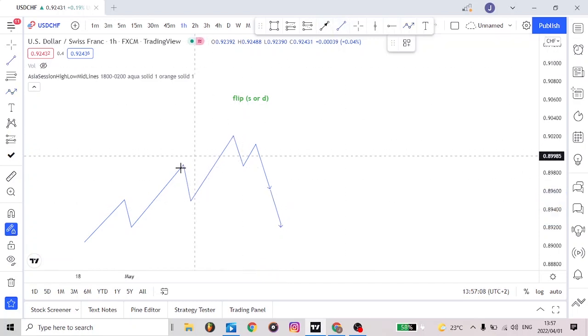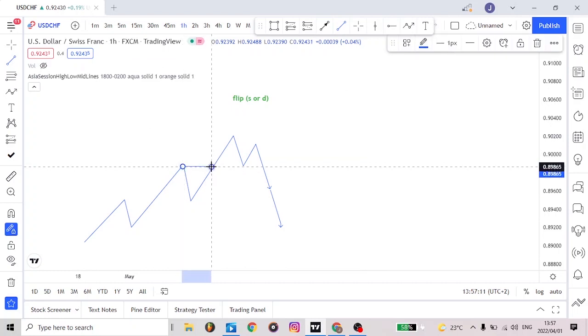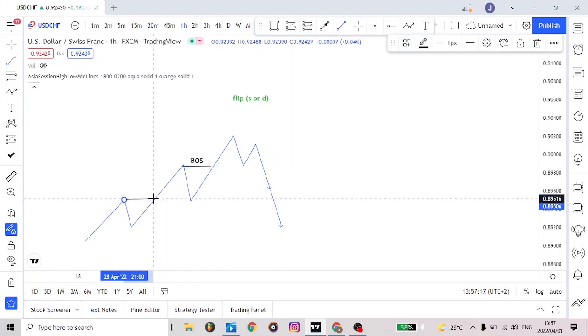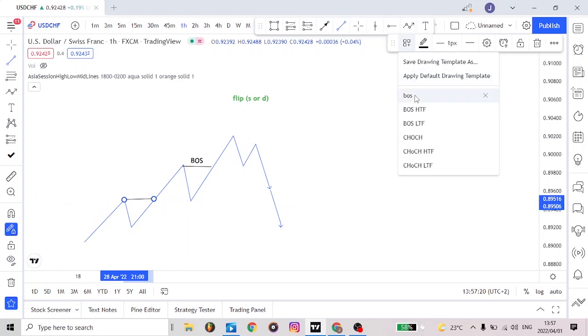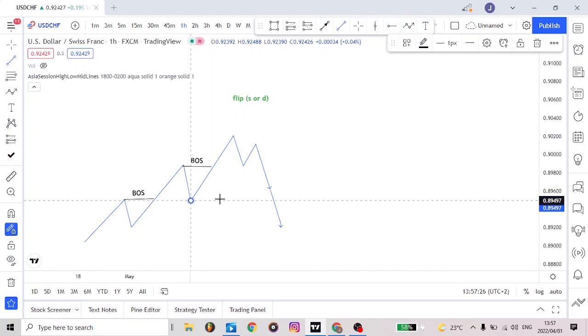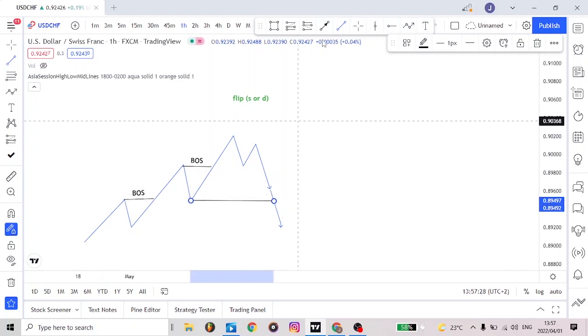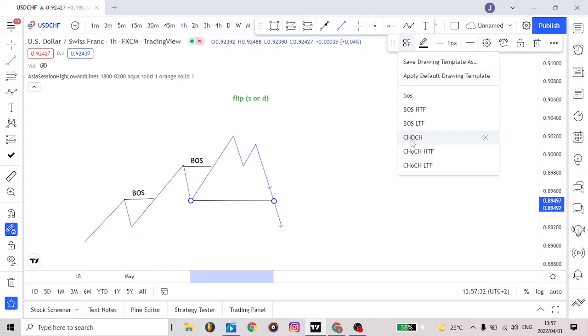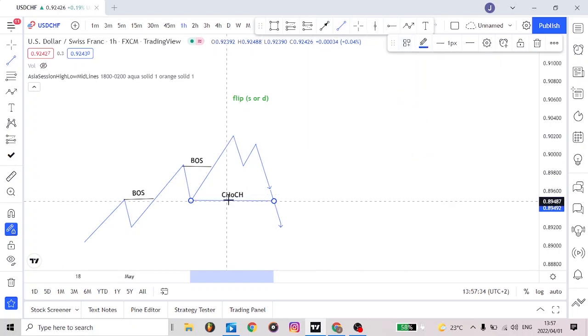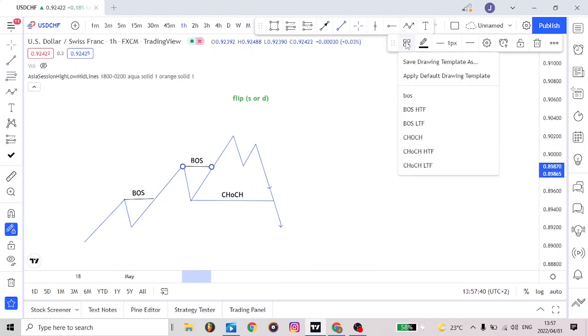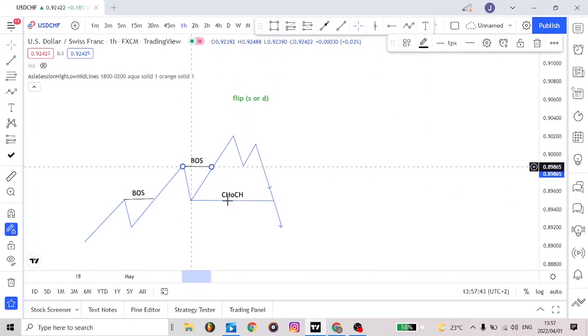Now this over here would be a break of structure, obviously to the upside, and also this part over here remains a break of structure to the upside, and then here would be our change of character. Since this is our change of character, we can also change this and start naming it as a change of character. As I've said, some people prefer to label the upper part and also the lower part of it. Some people also name it there. Now let's talk about here.